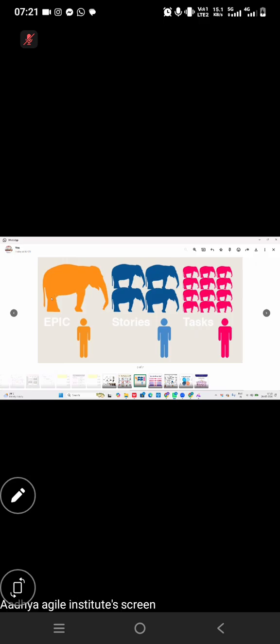Epic is nothing but a large body of work. It is a big requirement. Under the large body of work, the product owner is going to slice it down into multiple stories. The concept is very simple. The product owner is breaking it down into a small number of stories. A story is, in the agile framework, a small requirement.